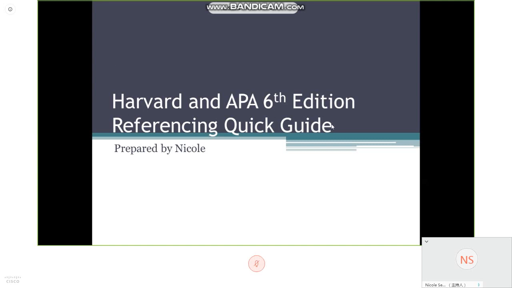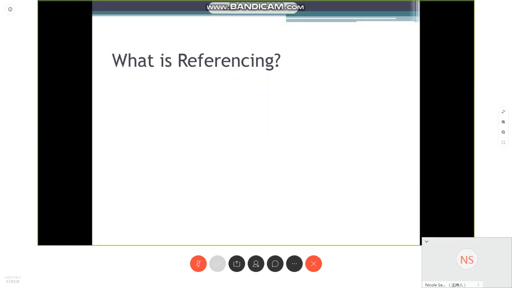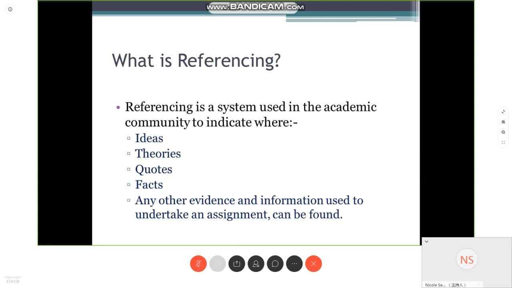Right, so we have two different referencing methods, Harvard and APA 6th edition. This guide is to just briefly give you an idea what referencing is. You can read this to understand why referencing must be used in the academic community. You must quote and indicate where you got your ideas, theories, facts and quotes, and any kind of evidence and information if you put it into your assignment.